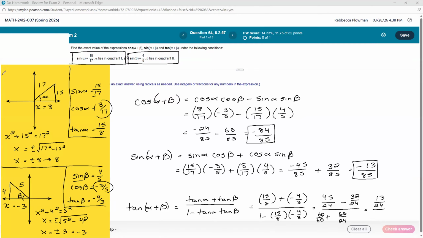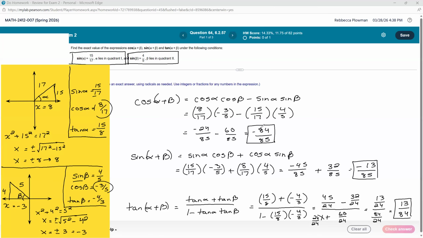Oh, I made a mistake here. I was looking at the wrong number. Sorry, that was a silly mistake of mine. This is a 1, but I got 24 here. I'm going to turn it to 24 over 24. That makes more sense. And then we're going to get 84 over 24. So we're going to be left with 13 over 84.